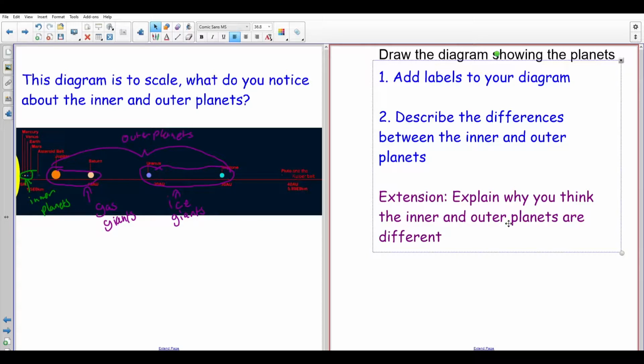And if you want to have a go at the extension as well, why do you think the planets are different? Okay, so pause the video, draw the diagram in your books, label it with all the names of planets and all the different things we've got on there, and then can you describe the differences between the inner and the outer planets, so in terms of distances and composition, please. So pause it now and I'll start again in a minute.